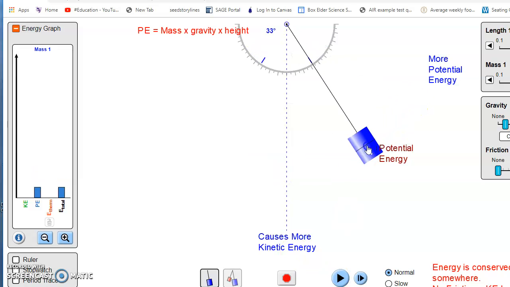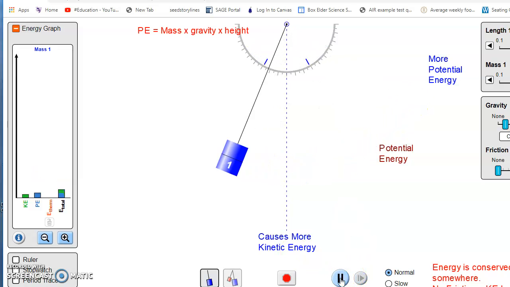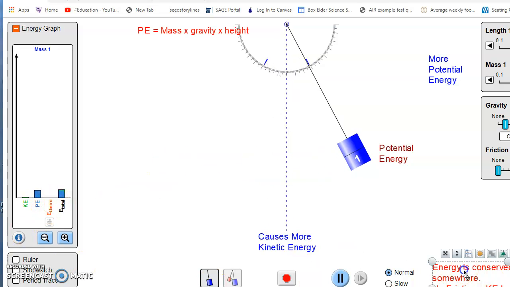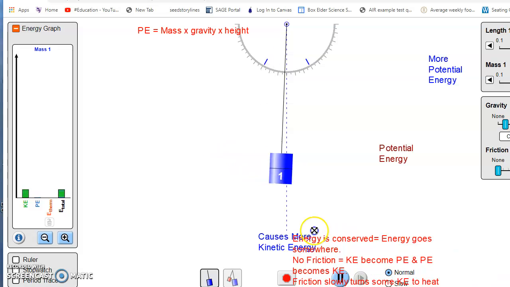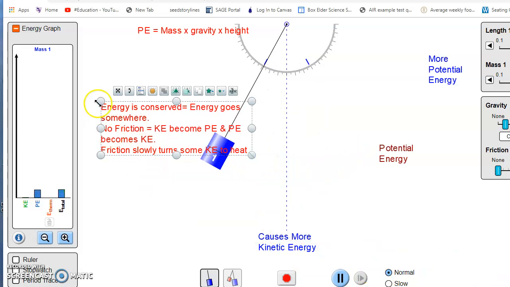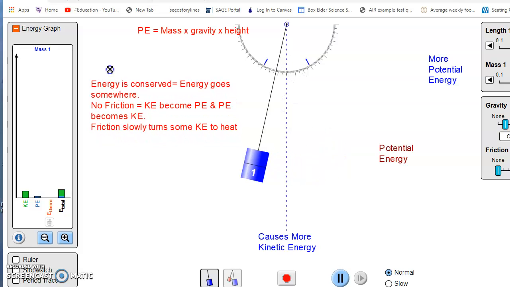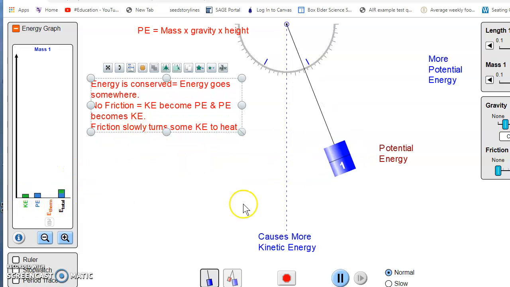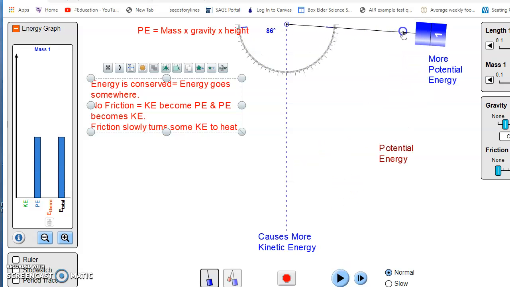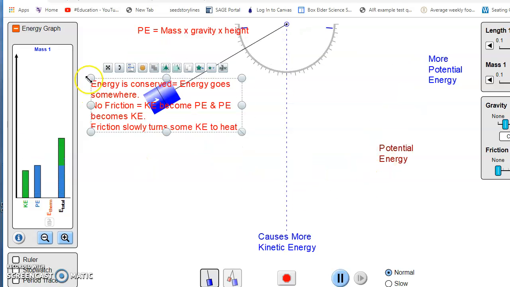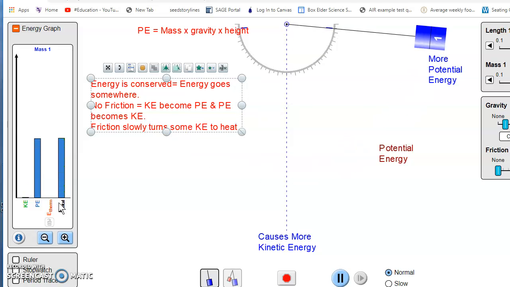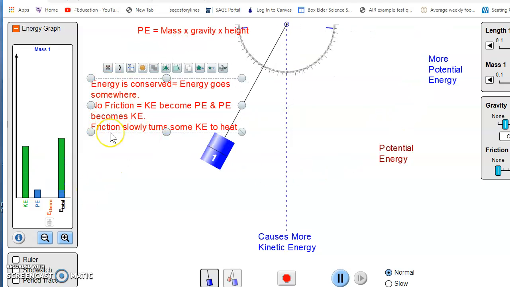If I bring it down with less potential, it would cause less kinetic, and you can see it here on the side. You'll notice that energy is always going to be conserved. Energy has to go somewhere. If there's no friction, all of the kinetic energy will become potential energy. So if I place it up here with the most potential, all of that potential energy will become kinetic energy, and it changes forms back and forth. So that's with no friction present.